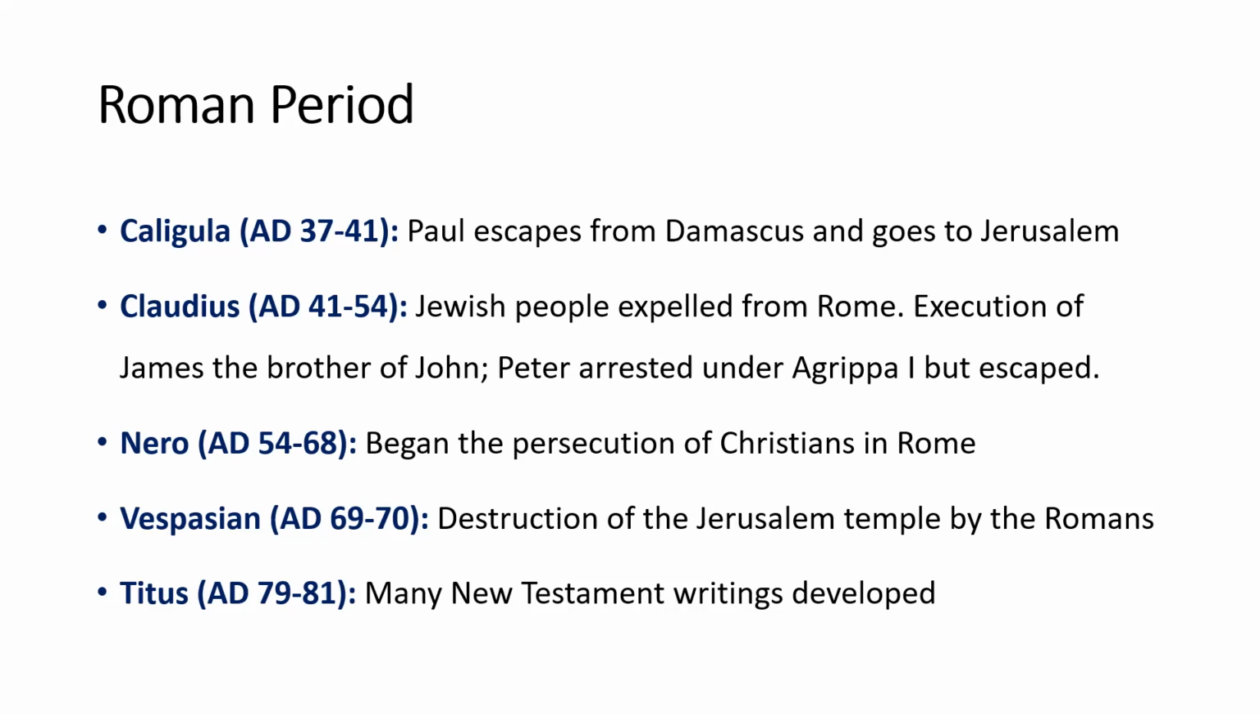Jewish people expelled from Rome, we read about it in Acts chapter 18. Execution of James, the brother of John, we read about that in Acts chapter 12. Peter arrested, Acts chapter 12. All this happens during the period of Emperor Claudius.